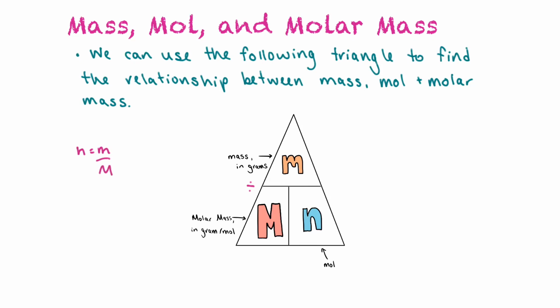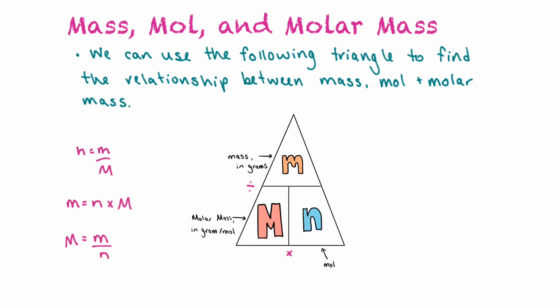Okay? Say I was trying to find out the mass and I knew molar mass and the number of moles, then I would cover up little m, and then these two would be left side by side. So little m is equal to the number of moles times molar mass. And imagine I knew mass and I knew moles, but I didn't know molar mass. I would cover up the big M, and that would leave me little m over little n. So mass over moles. And that would tell me the molar mass.